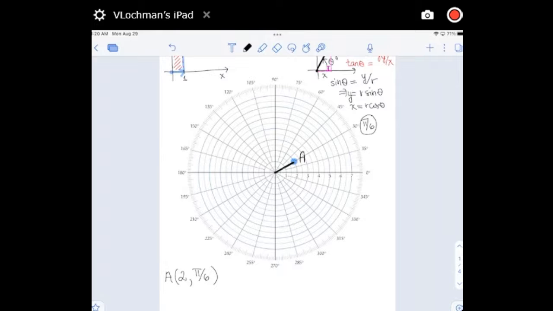Let's go ahead and graph a bunch. Okay, so next one is 3 pi over 4. My point B has the following coordinates. 3 for radius, 3 pi over 4 for the angle. So 3 pi over 4. Where is that angle? Do you guys remember how to find it?